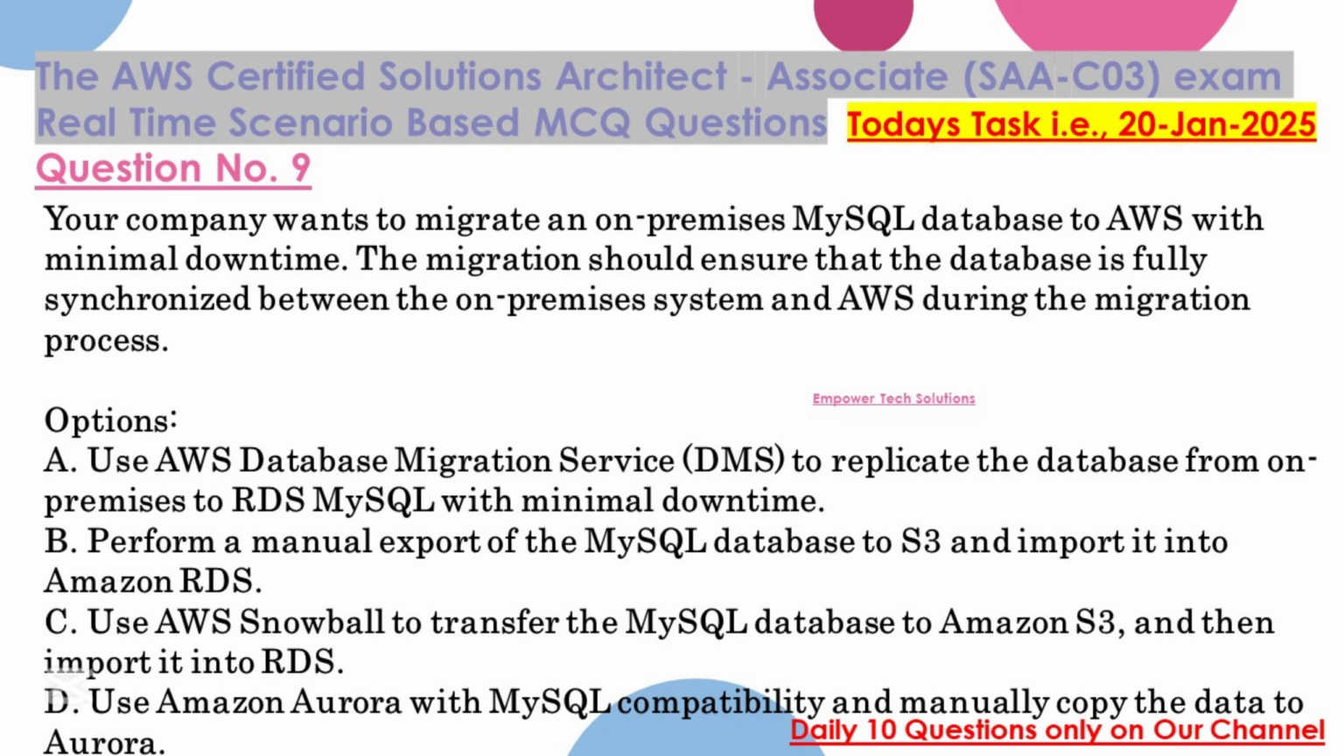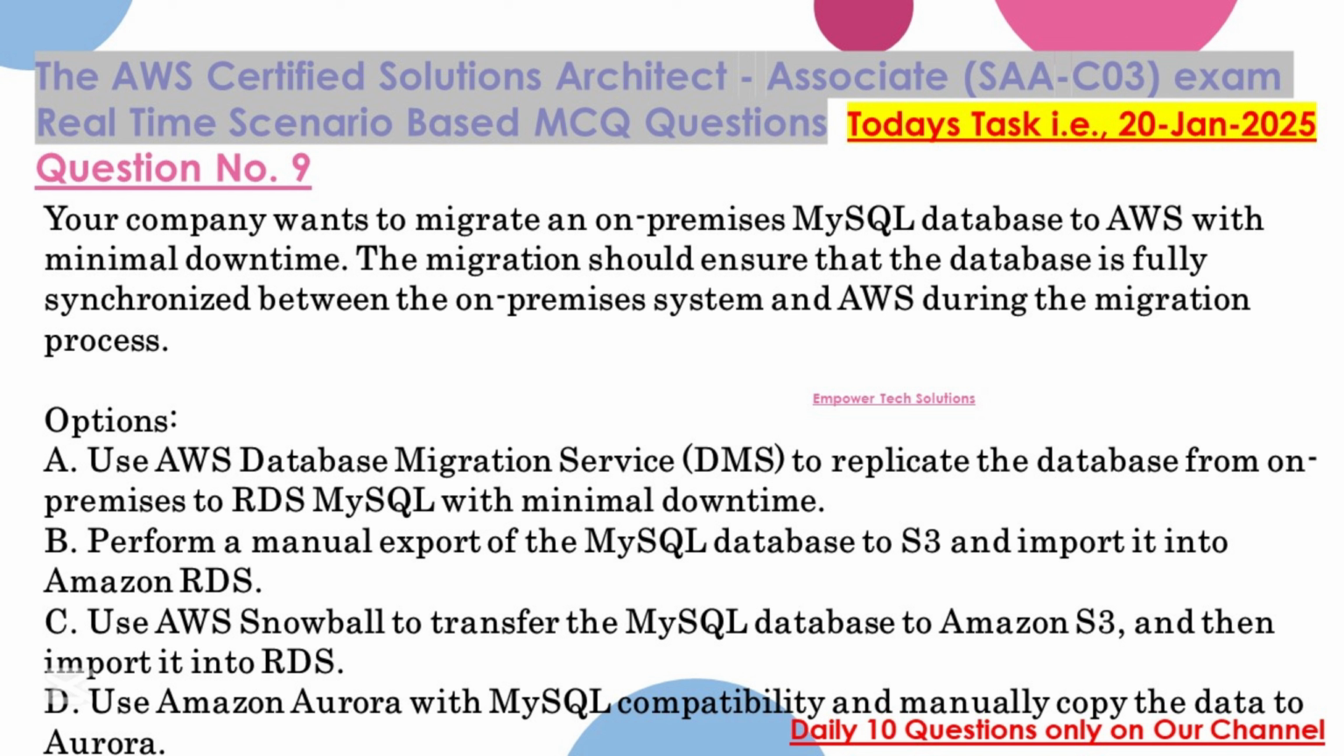Your company wants to migrate an on-premises MySQL database to AWS with minimal downtime. The migration should ensure that the database is fully synchronized between the on-premises system and AWS during the migration process. Options: A. Use AWS Database Migration Service, DMS, to replicate the database from on-premises to RDS MySQL with minimal downtime.